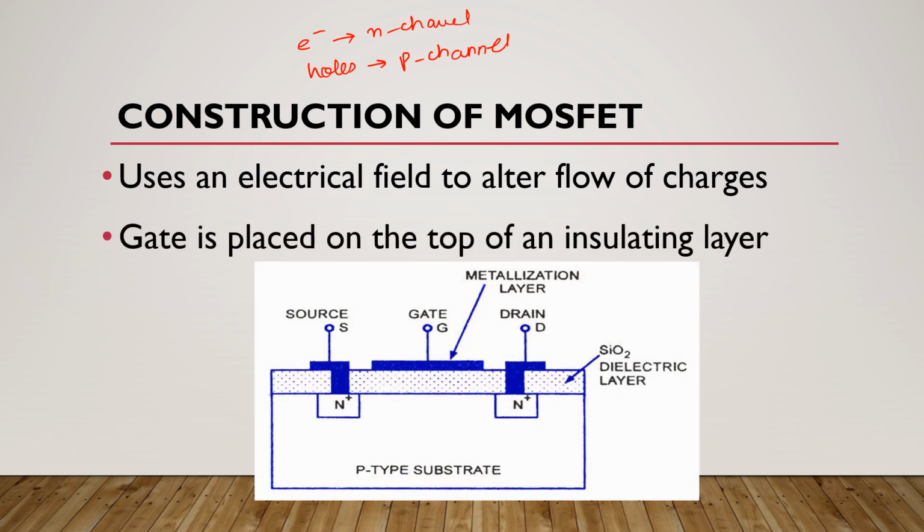Now look at this figure. As you can see here, this gate electrode is placed on this silicon dioxide layer, which is a very thin insulating layer here, and there are a pair of small n-type regions just under the drain and source electrodes. So this is the construction of an n-channel MOSFET here.